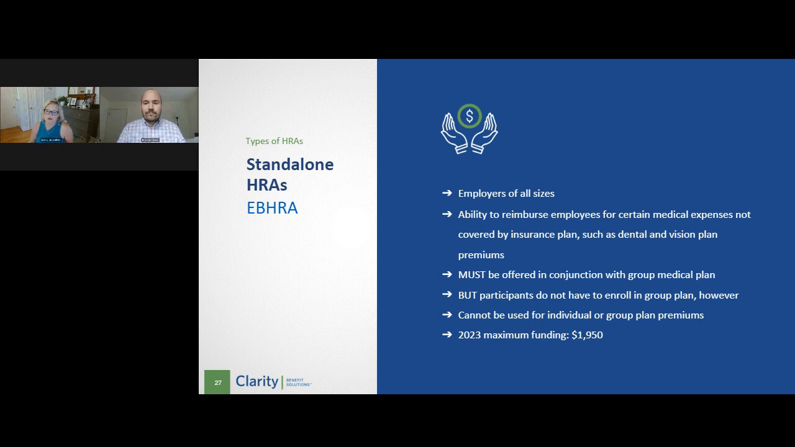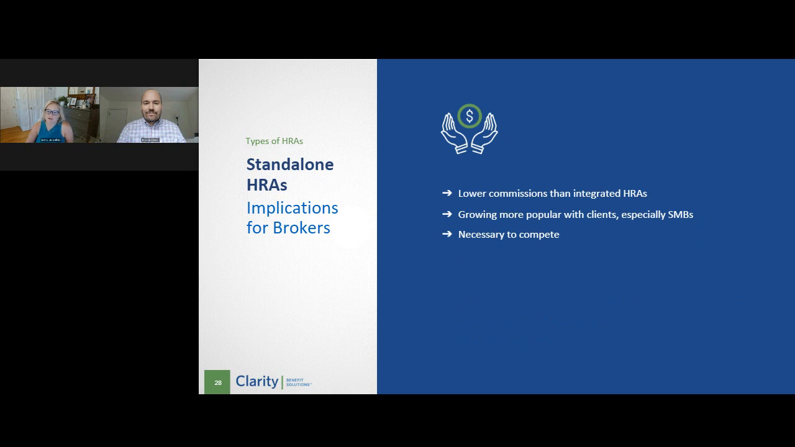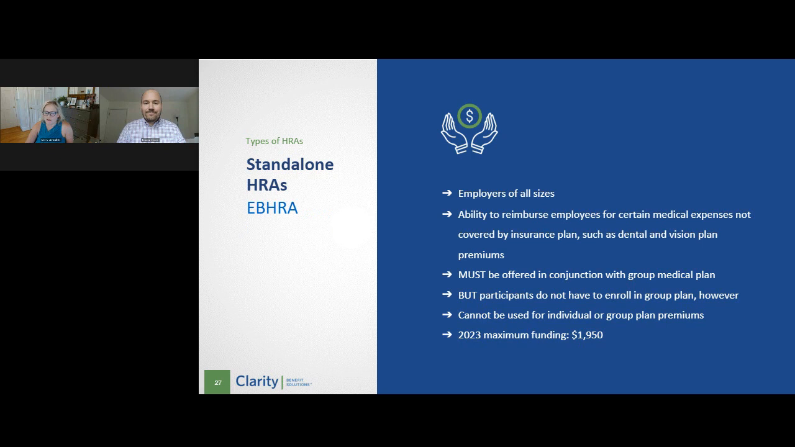Such expenses include copays, deductibles, vision and dental insurance, COBRA premiums, short-term limited duration insurance, long-term care, nursing home care, and home health care. Now, here's where that wrinkle is. The EBHRAs must be offered in conjunction with a traditional group plan. So it's tricky there. Why are we including it, though, in standalone plans? Well, because uniquely for this type of HRA, participants do not have to be enrolled in the group plan to use it. They just have to be offered it.